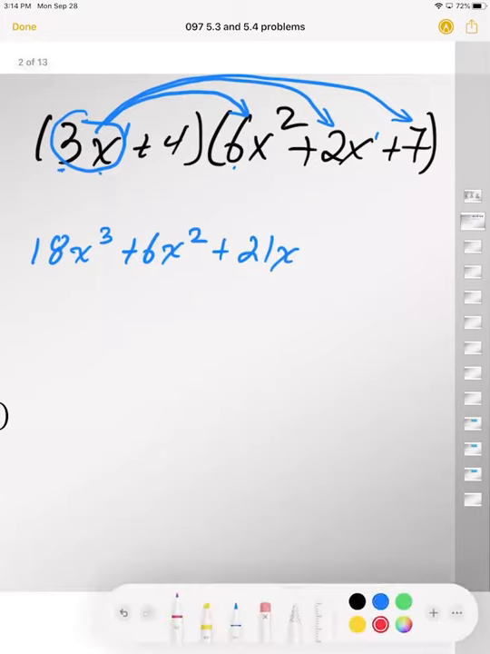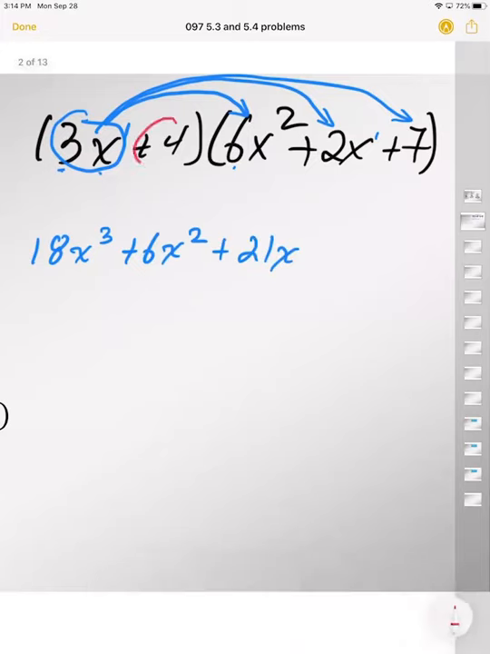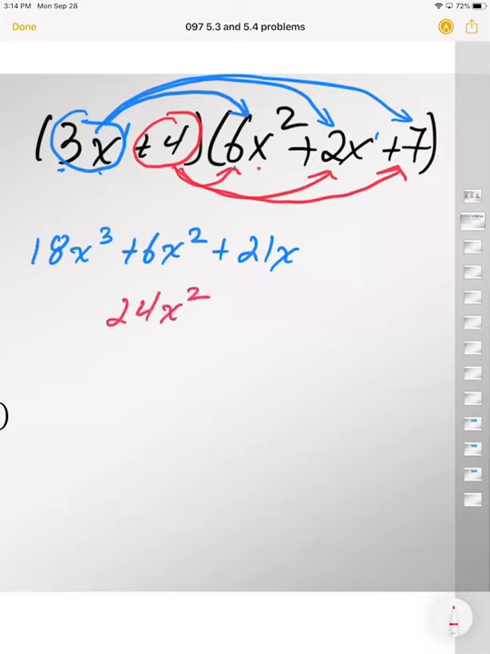This is very consistent with the previous problem. The only thing different is that instead of distributing into 2 terms like before, we distribute into 3. And this is what we have. Once we're done with the 3x, now we have to deal with the 4. Similarly, 4 times 6 gives me 24. Bring down my x squared because of this x squared here. 4 times 2 gives me 8. Bring down my x because of this x here.